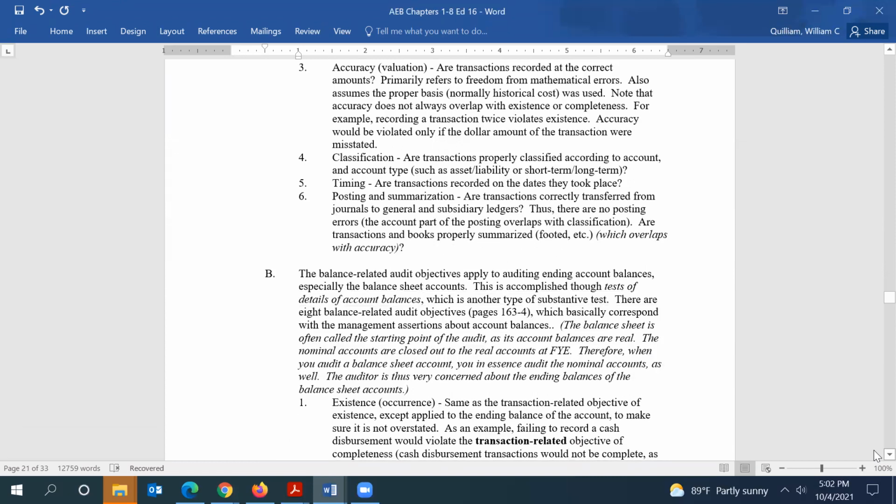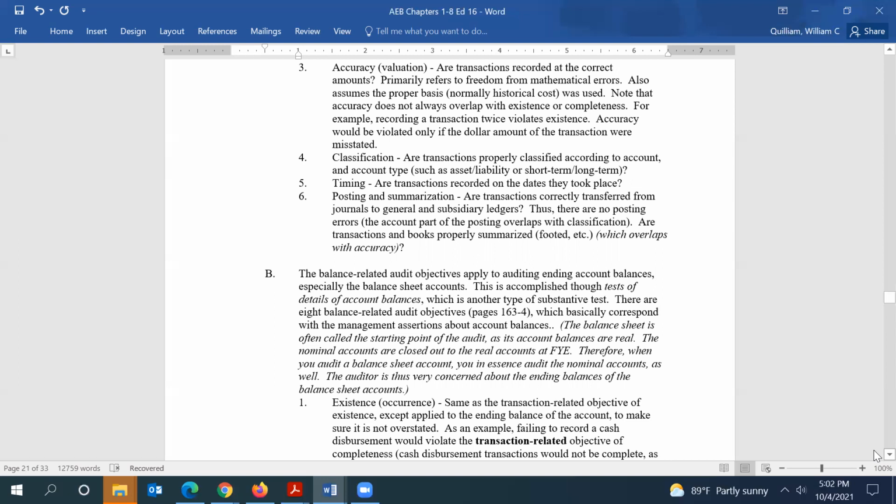Then the next one is accuracy, or valuation, sometimes called. This one's not surprising. In fact, none of these will be. Are transactions recorded at the correct amounts? It primarily refers to freedom from mathematical errors. It also assumes proper basis. Normally, historical cost was used. And we can note that accuracy does not always overlap with existence or completeness. For example, recording a transaction twice violates existence. Accuracy would be violated only if the dollar amount of the transaction were misstated.